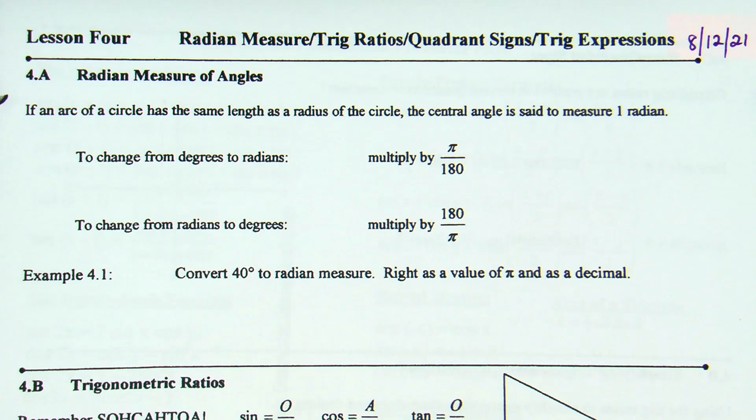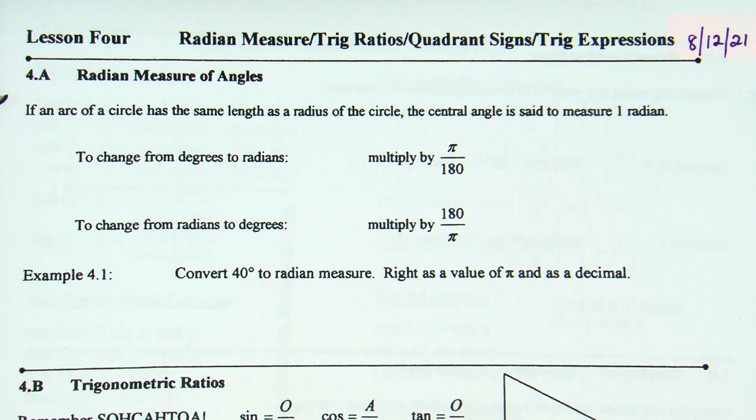Okay, so lesson 4. It's pre-cal review, trig review, I should say. Radian measures, trig ratios, quadrant signs, trig expressions. All of the, how do we do our basic trig stuff? Okay, the basic trig stuff that you need to know in calculus that you just have to be able to do.